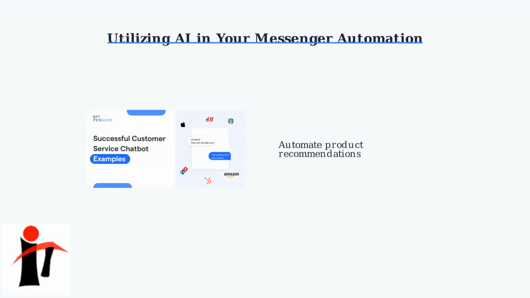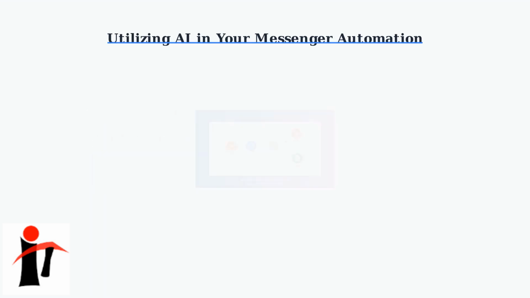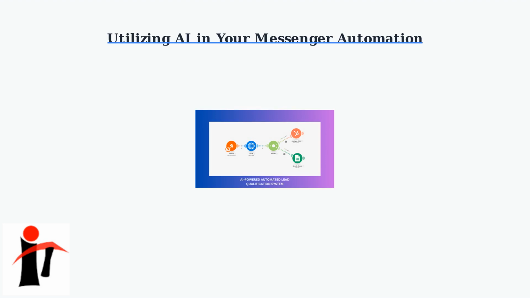AI can automatically suggest products based on customer preferences and browsing history, improving the shopping experience and increasing sales. Automated quizzes powered by AI can qualify leads by asking relevant questions, separating high-quality prospects from general inquiries. This leads to more qualified prospects reaching your sales team and shorter sales cycles overall, improving efficiency and conversion rates.